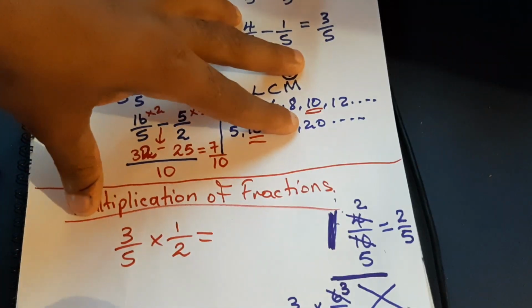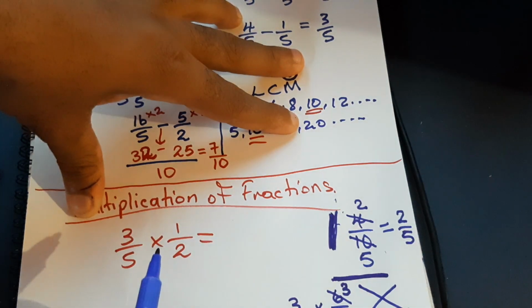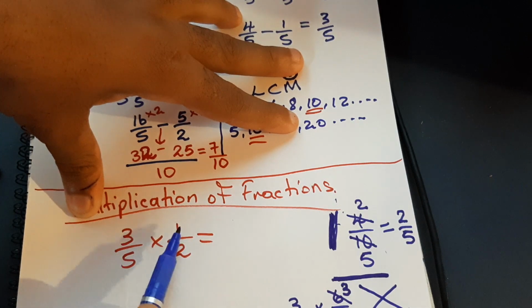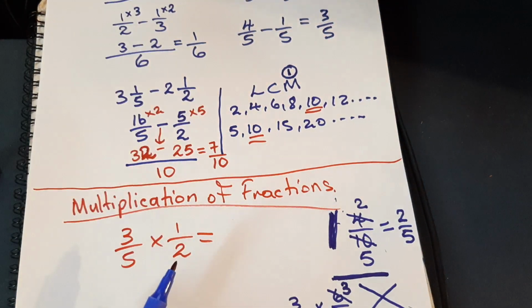So let's go back to the one that we started with first. So this, first thing we need to do, check if anything can be cancelled. If there isn't anything that can be cancelled, we multiply what? Numerator with numerator, denominator with denominator. So let's check to see if anything can be cancelled first.